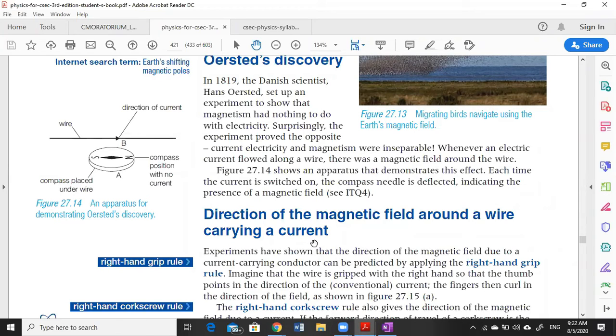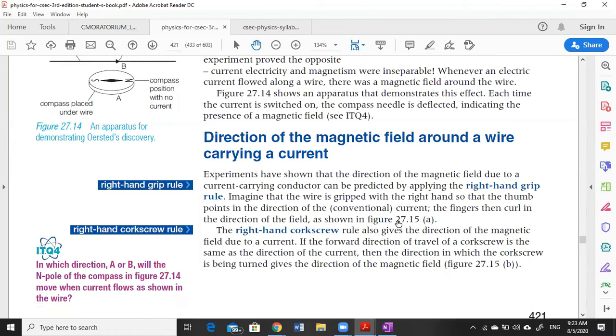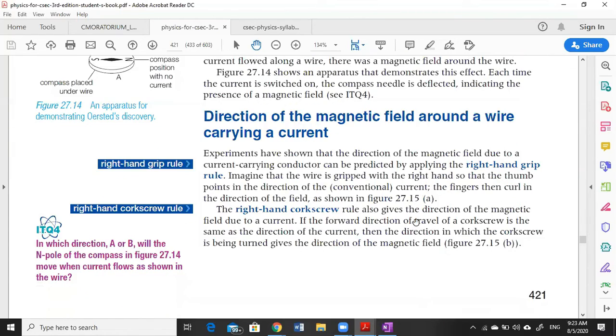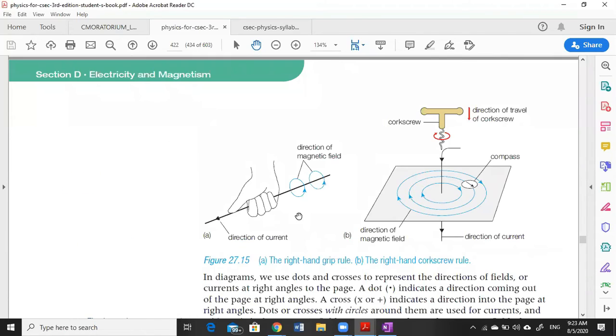So it says, imagine that the wire is gripped with the right hand so that the thumb points in the direction of the conventional current. The fingers curl in the direction of the field, as shown in figure 27.1. So let's see if I can find that image. Yes. So let's look at this image here.